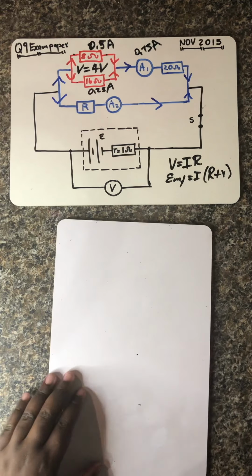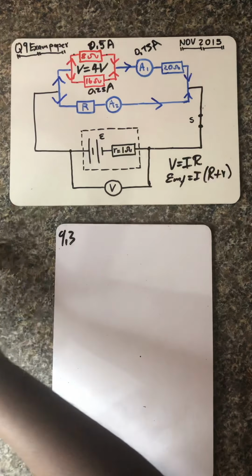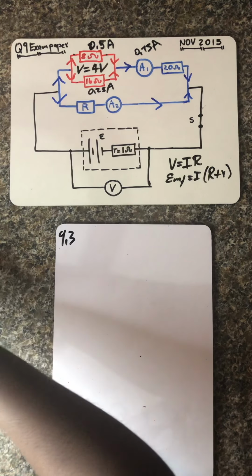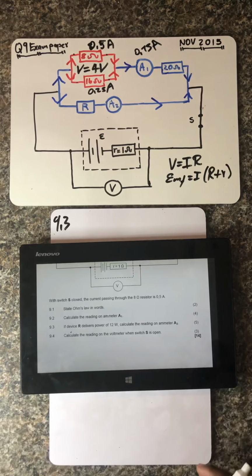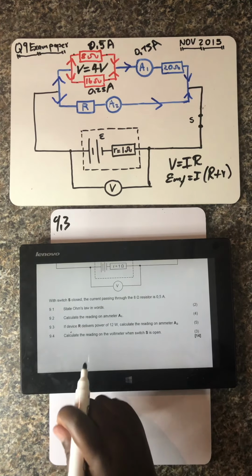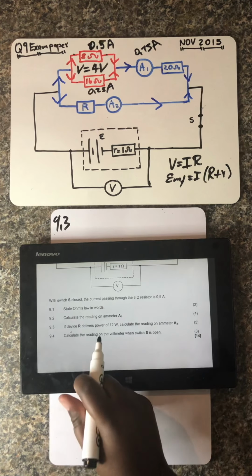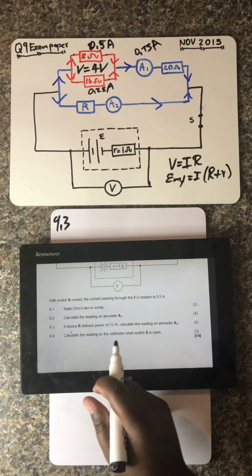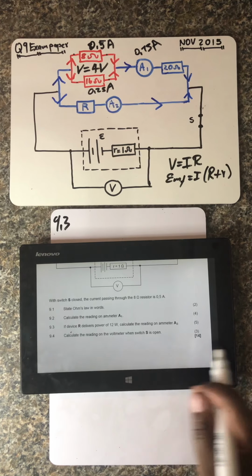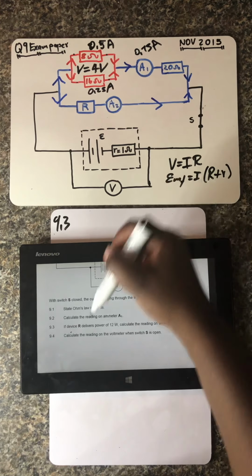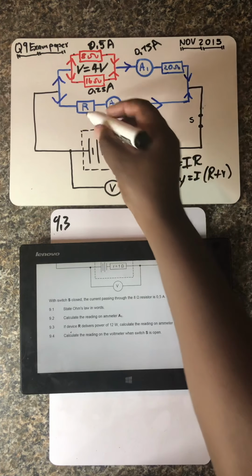Question. So now, guys, let's move to question 9.3. Okay, so let's check what the question says. So the question says, if device R delivers power of 12 watts, calculate the reading on ammeter 2. Okay, so they're saying if this device R delivers power of 12 watts.